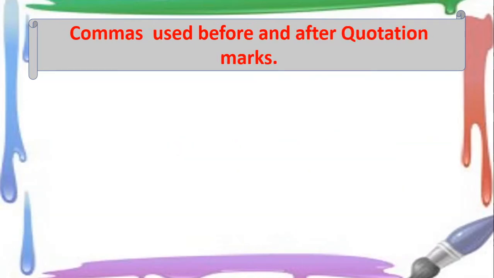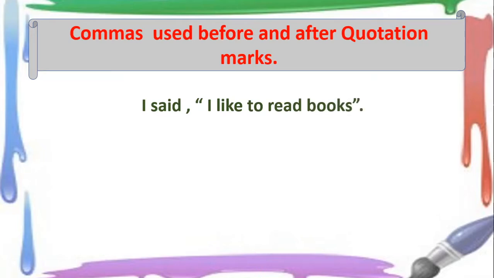Commas are also placed before and after quotation marks. Quotation marks means double inverted commas. When you want to report direct speech, so, "I said," and then you put a comma before you say what that person said. I said, "I like to read books." You can see the comma there after "I said", it is coming before the quotation marks.